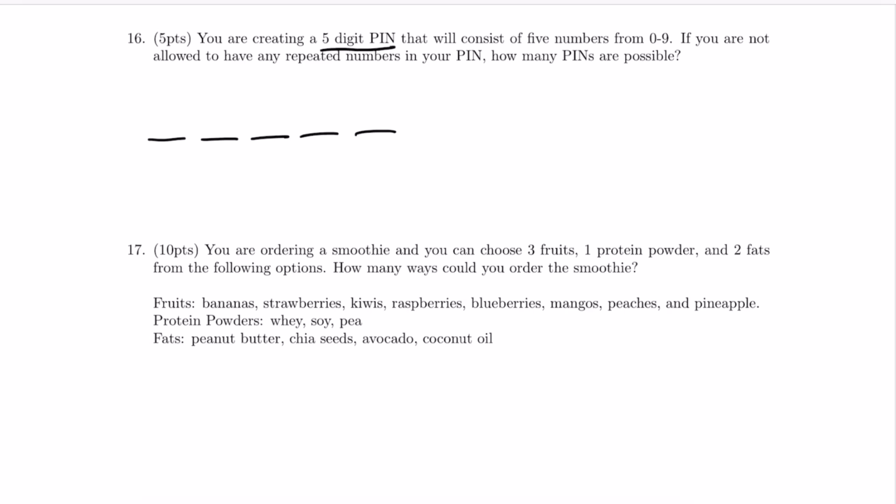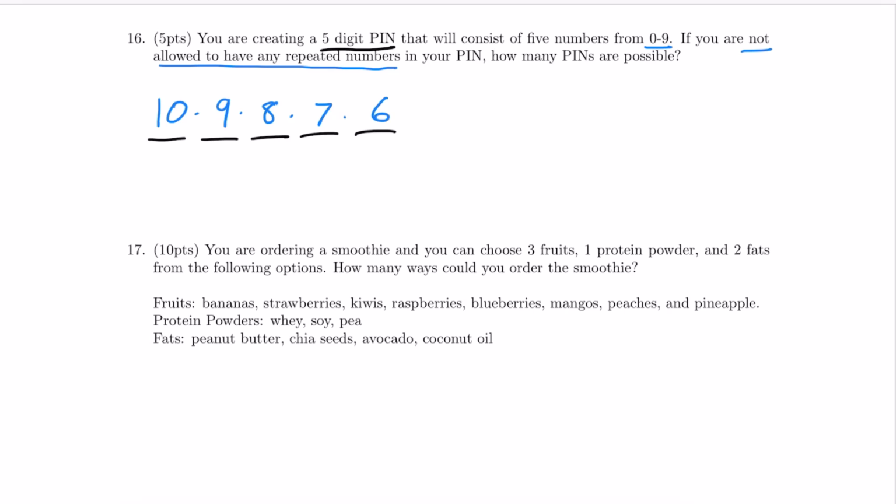And the number of options for each digit in the PIN come from the available digits. So the first digit can be any of the 10 digits, but we're not allowed to have any repeated numbers. So that means that the next digit has 9 options, then 8, then 7, then 6 options.